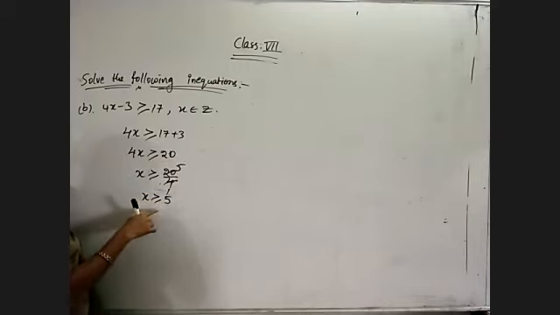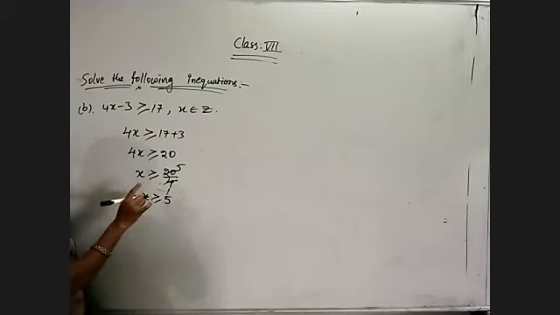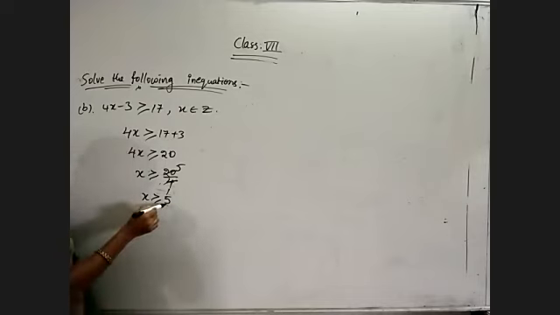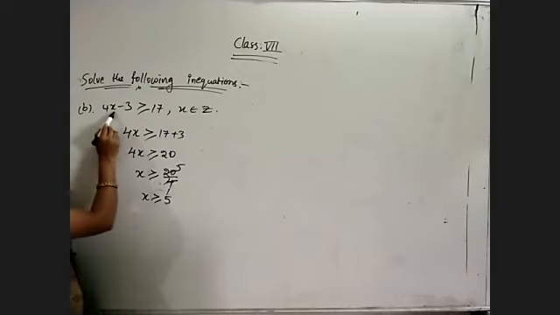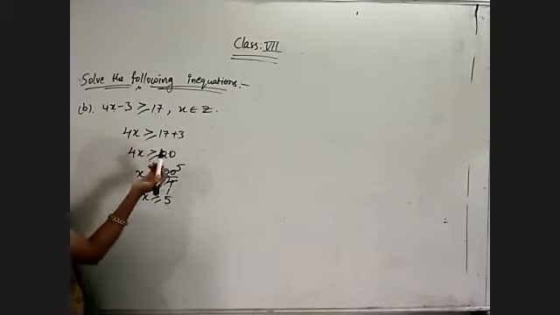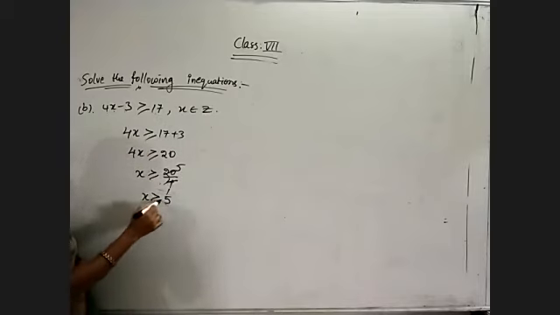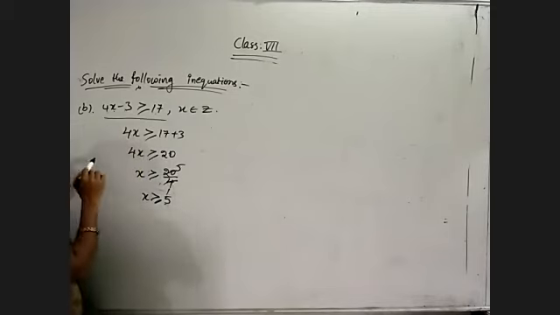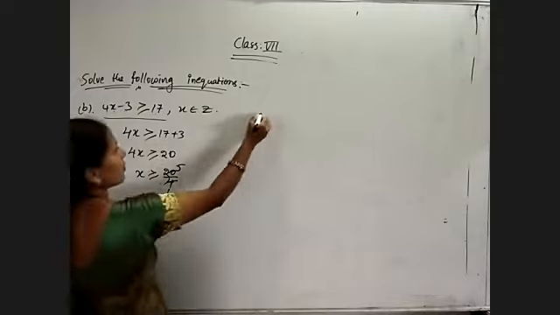That means x may be equal to 5 or more than 5; any such value will satisfy this condition. If I take x equal to 6, 4 sixes are 24, 24 minus 3 is 21, and 21 is greater than 17. So any value greater than or equal to 5 will satisfy this inequation. Now coming to the next type of question.